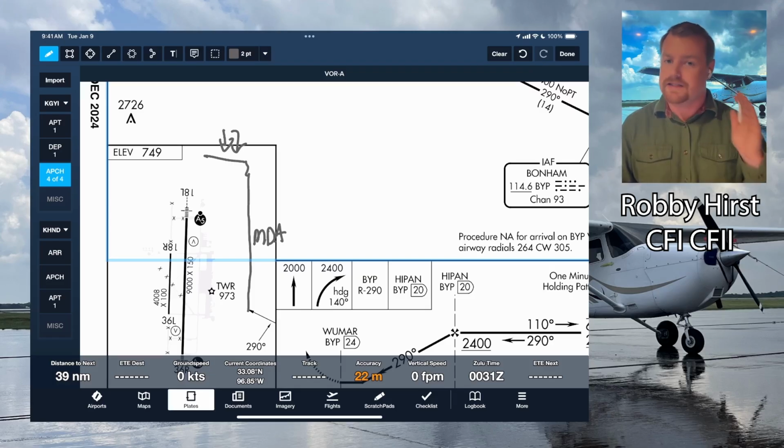But on that downwind leg, maintain that MDA and don't dip below it. Make sure that instrument scan is moving really quickly, and you keep that altitude in your scan all the time.